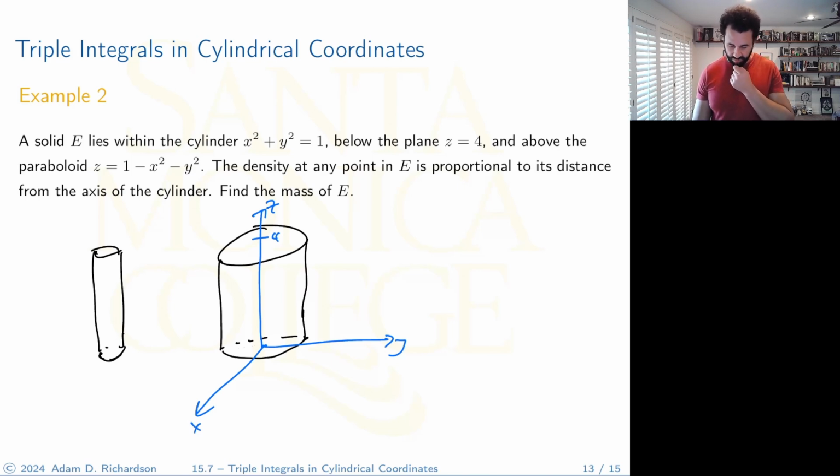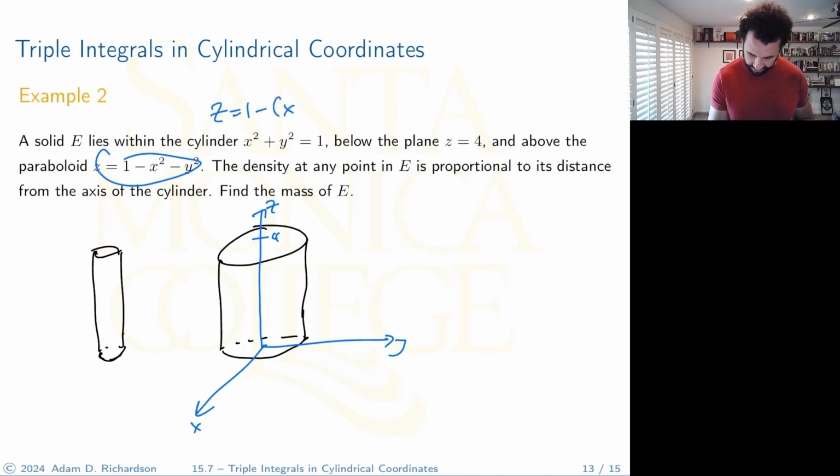And then we are above the paraboloid, z equals 1 minus x squared minus y squared. Above the paraboloid. So this thing right here is z equals 1 minus (x squared plus y squared). So it's a paraboloid that's opening down. So it kind of looks like this. There we go. It's opening down, and it's got a vertex right at 1. So the vertex right here is when z is equal to 1.